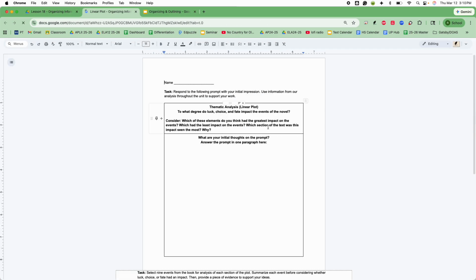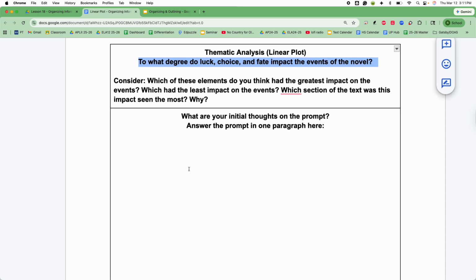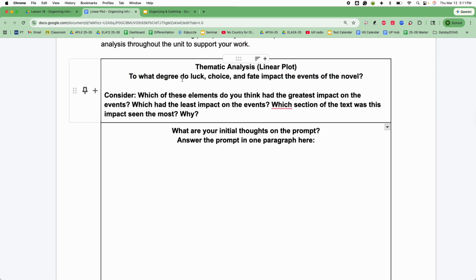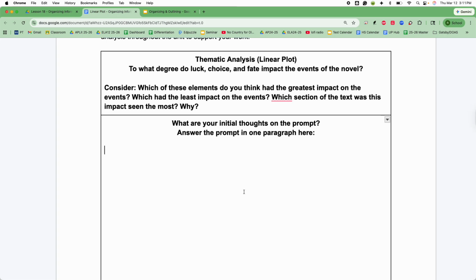Let's look at linear plot, for example. Linear plot is going to show us your initial impressions on the prompt. There's your prompt. The prompt we have looked at all unit. Look at that prompt and give me one paragraph, 6 sentences, with your initial thoughts on that prompt. One paragraph goes right here.